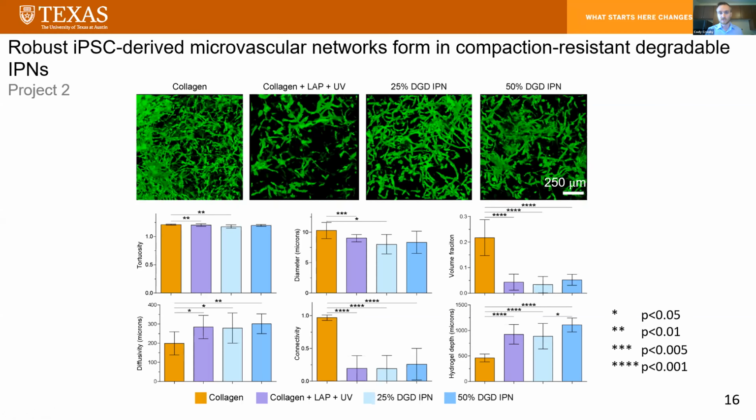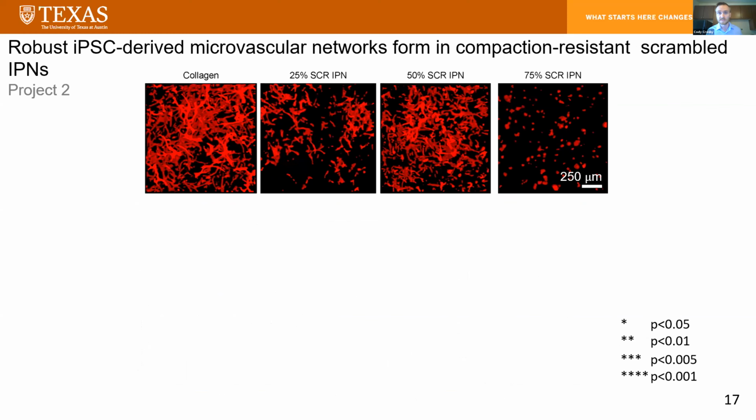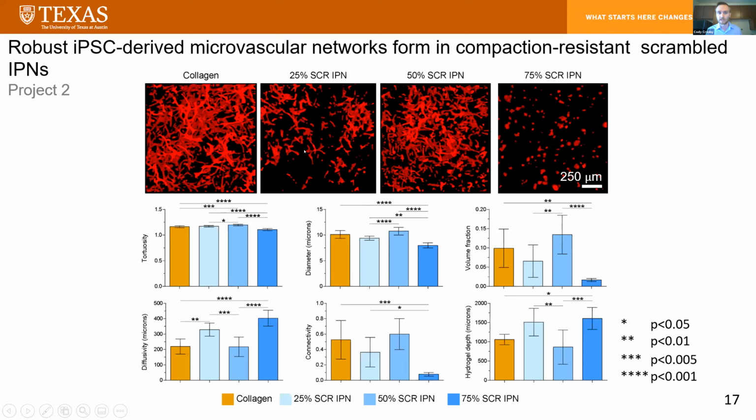However, we noticed a very interesting trend when we switched to a scrambled sequence, in which the scrambled sequence IPNs actually perform very, very similarly to collagen until we hit 75% occupancy. At 75% cross-linking occupancy, what we notice is a dramatic drop-off in the connectivity and volume fraction parameters, which is seen here qualitatively, as the cells are single spheroids that are expanding, as opposed to an anastomosed vascular network.